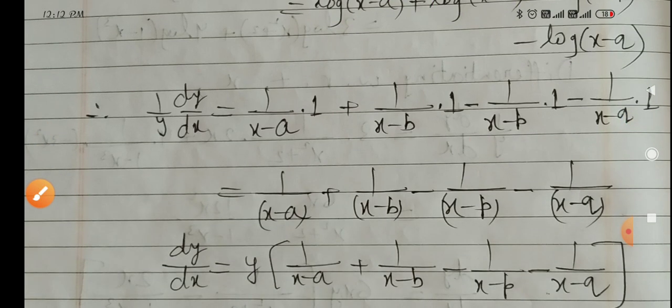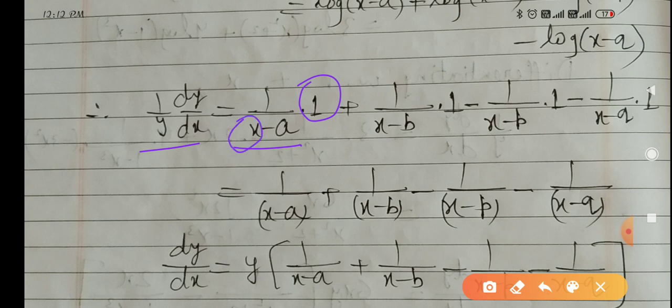Now you differentiate: 1 upon y dy upon dx. 1 upon x minus a is the differentiation of log (x minus a), into 1 also I have written. So the differentiation of x minus a is 1, because the differentiation of x is 1 and the differentiation of a is 0. In the same way, the other differentiations I have written: 1 upon x minus b into 1, 1 upon x minus p into 1, 1 upon x minus q into 1.